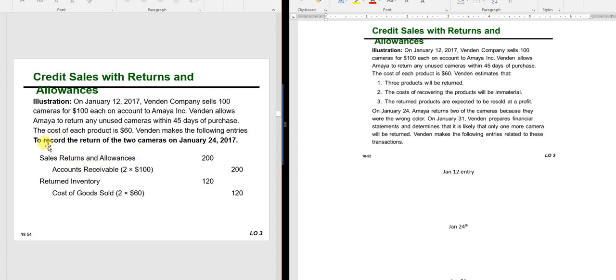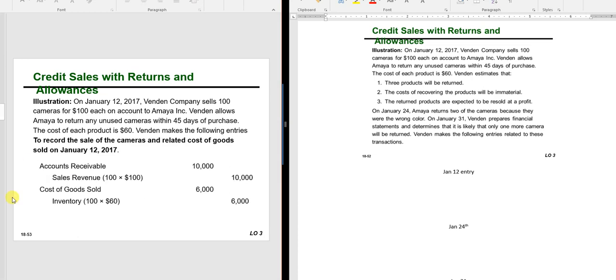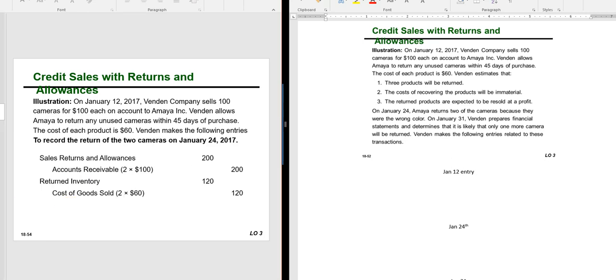To record the return of 2 cameras, let me go back to this entry. I basically am flipping this entry: debiting sales revenue, crediting accounts receivable, debiting inventory, crediting cost of goods sold for the 2 cameras, with one exception. I want to keep track of my sales returns, so instead of just debiting sales, I debit sales returns and allowances. It's a contra revenue. It'll always follow sales.